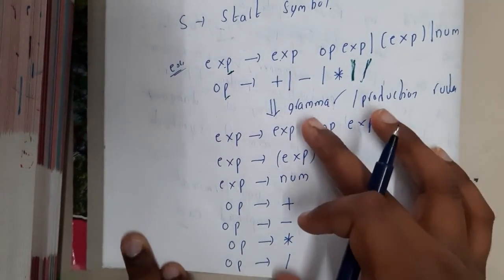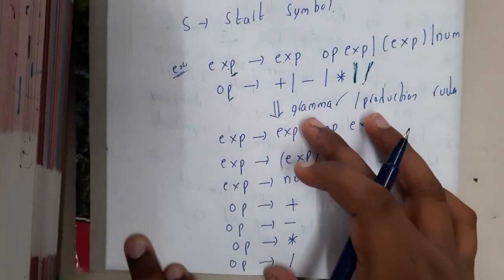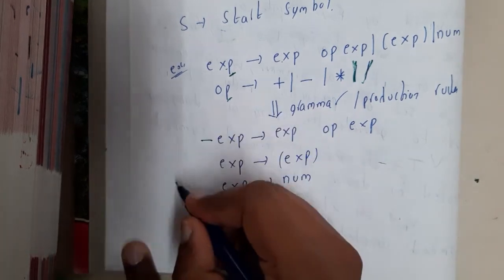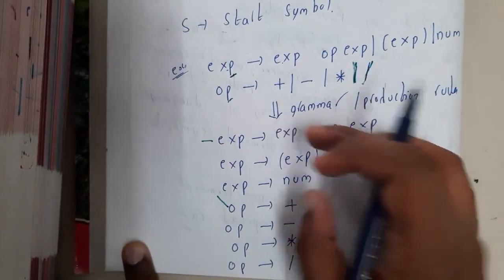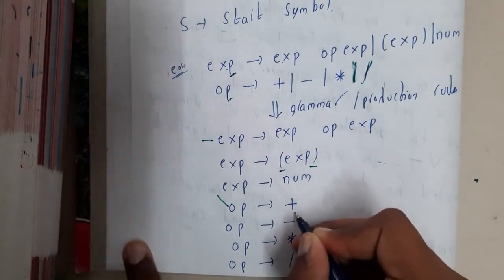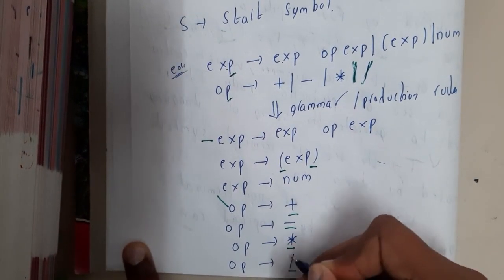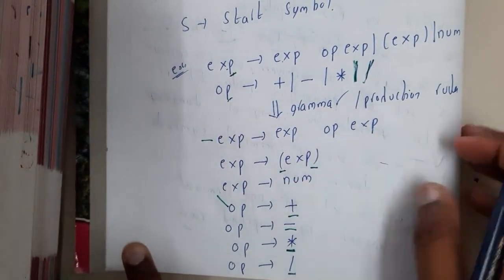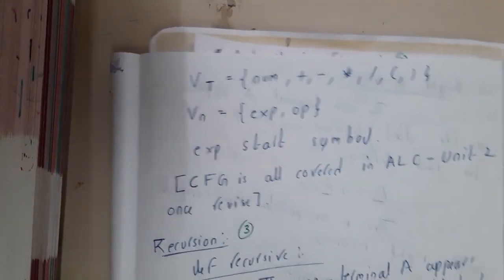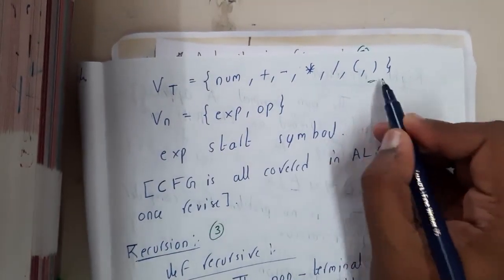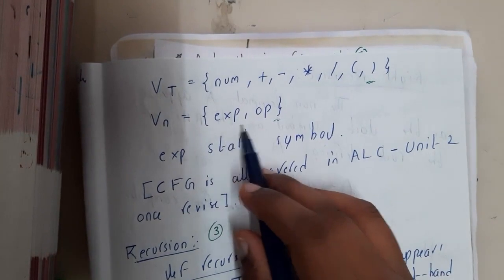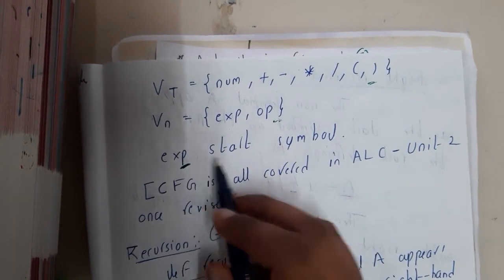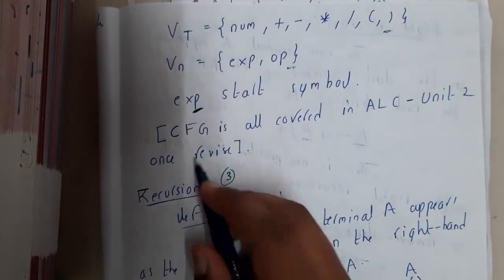If you observe here, expression and opcode are non-terminals, right? Because they have productions. Whereas open brace, close brace, plus, minus, division, multiplication are not having any further productions. So these are terminals. That is what I have written here: VT is equal to those things, the terminals, and the non-terminals are expression and opcode. And similarly, you can say that expression is the start symbol. This is what I wrote here.